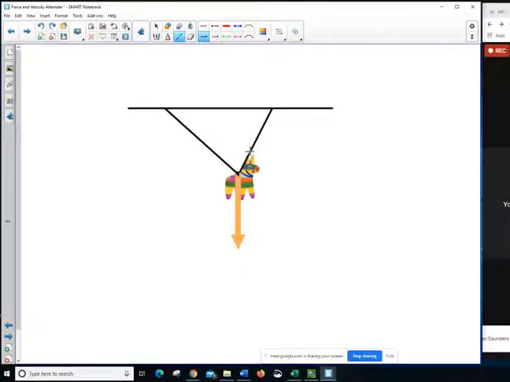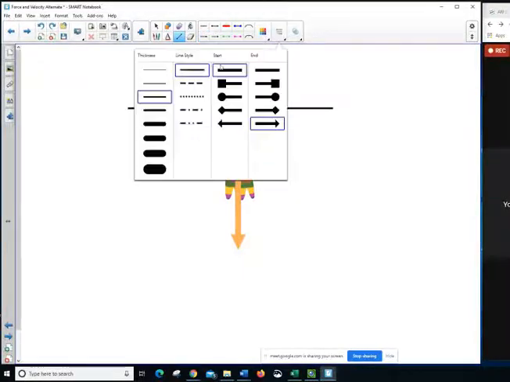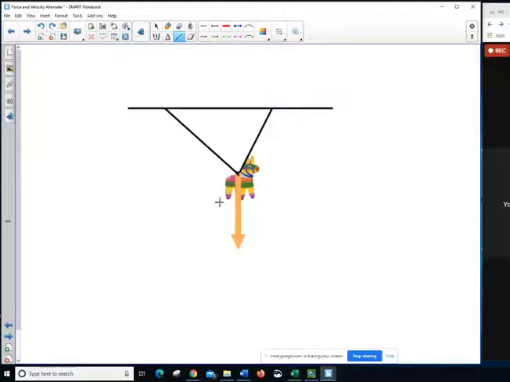Not sure why that's not happening. Let's try that again. Okay, so you've got a force going in the direction of the string and then a force going in the direction of that other string.